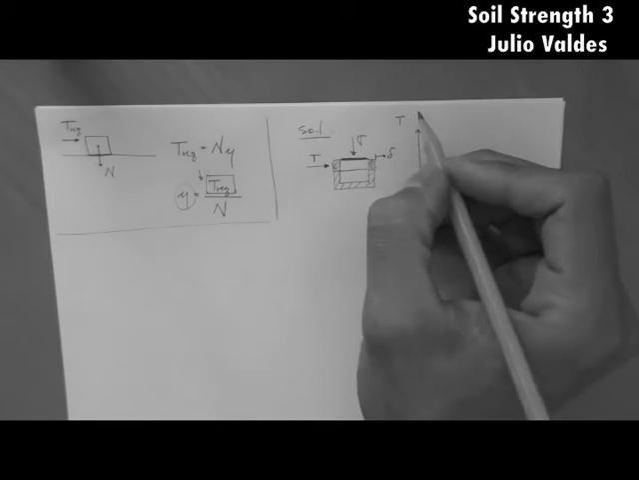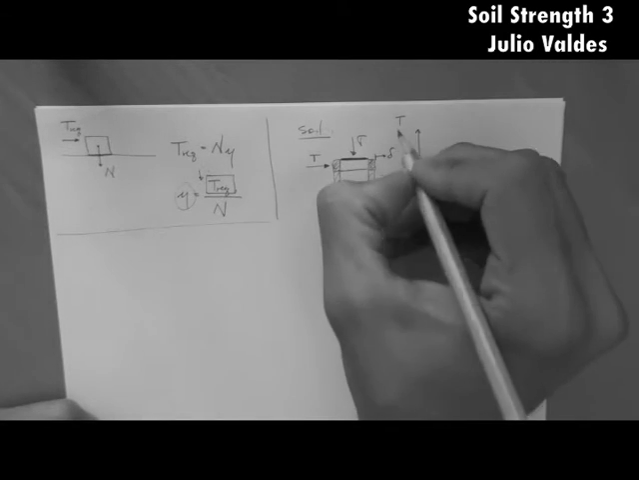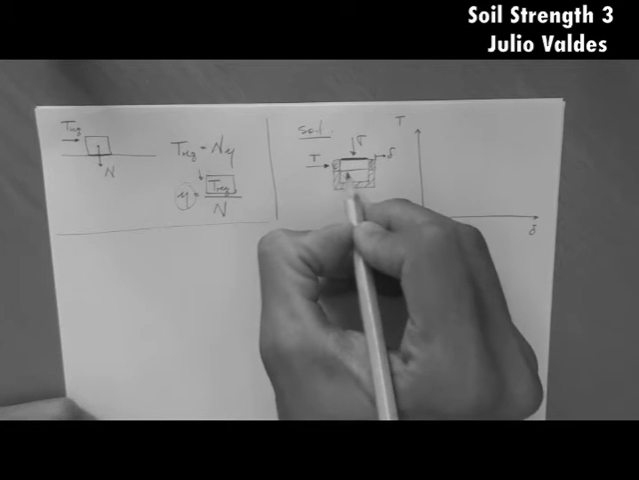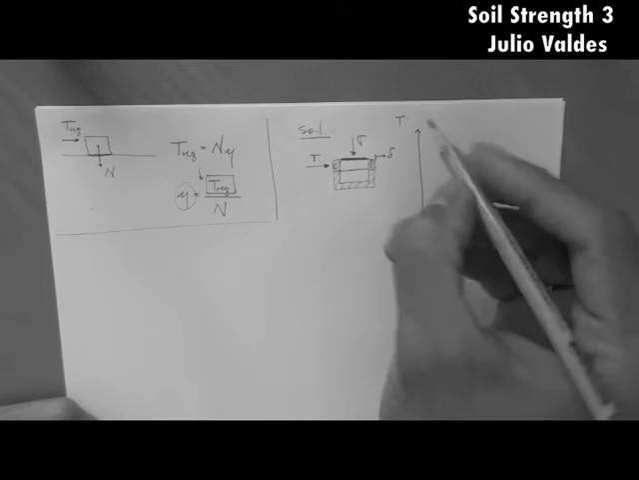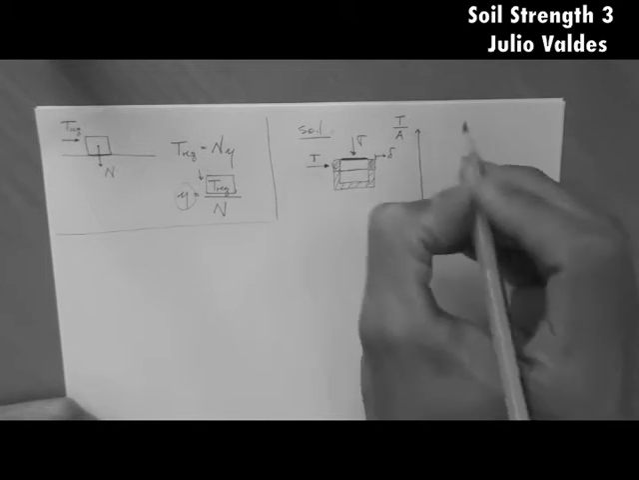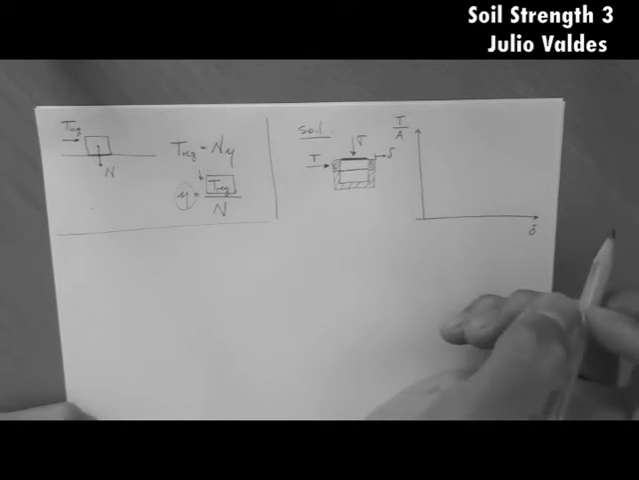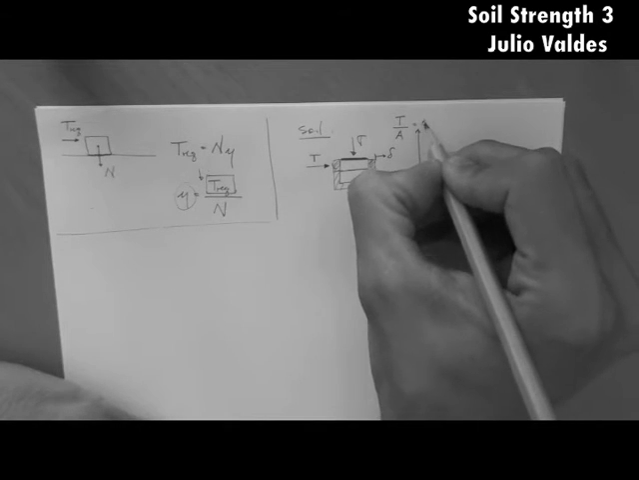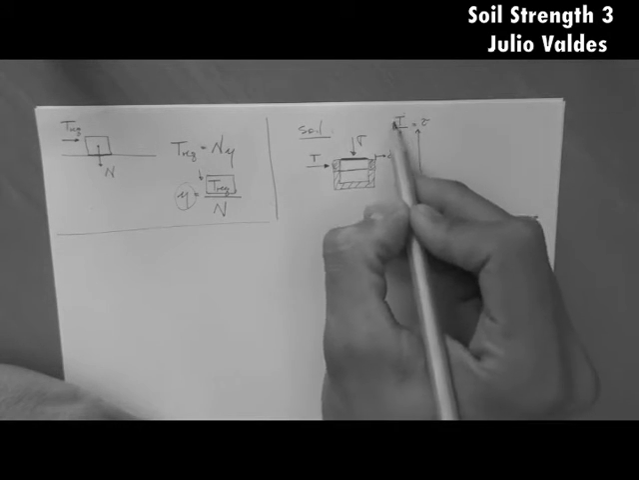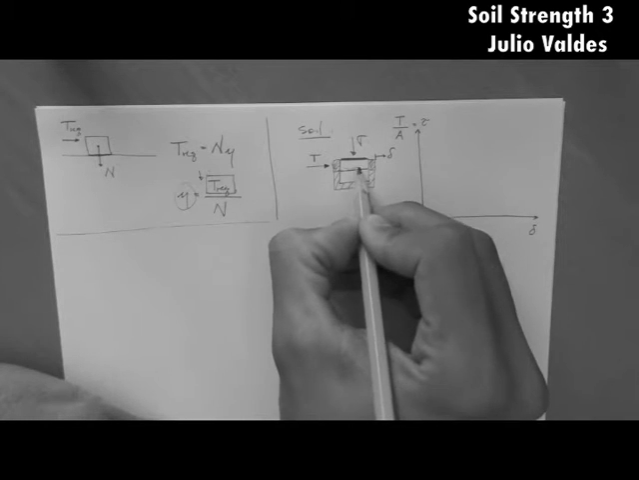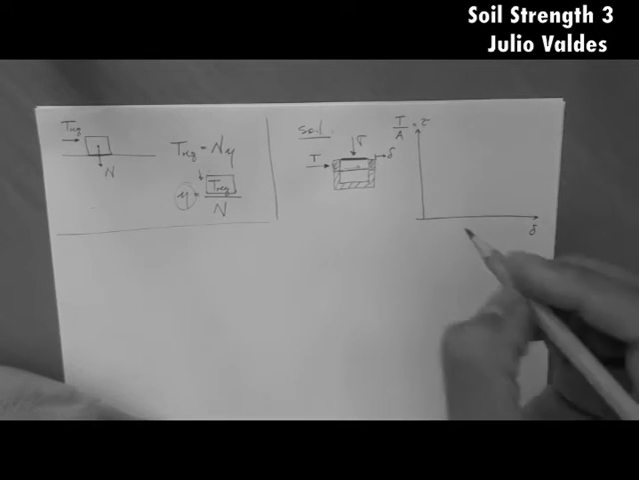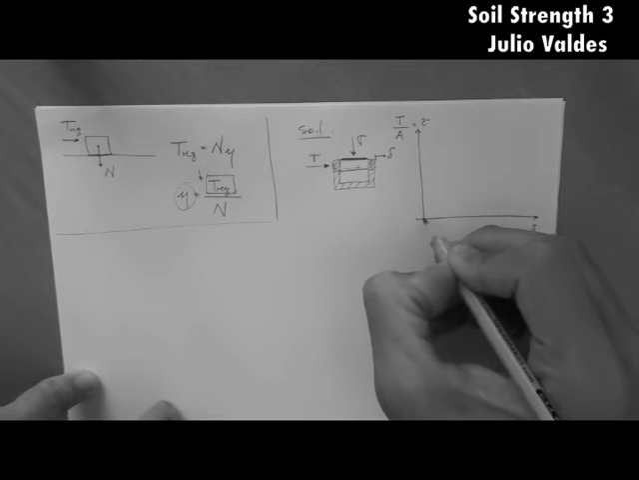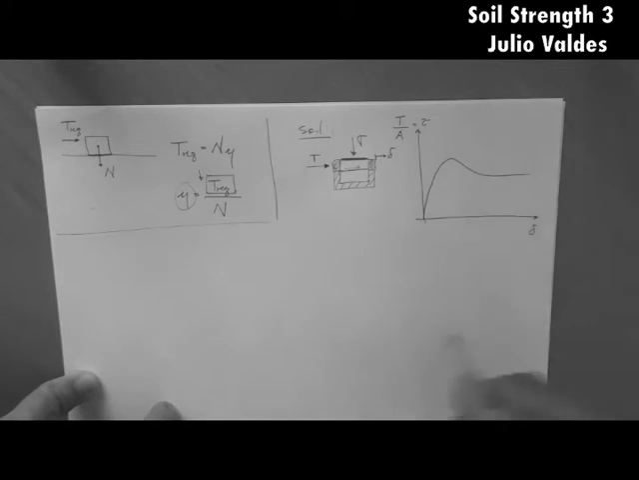Now, the force that we measure is a shear force, right? Because it's a force that is parallel to the plane on which failure is occurring. If we divide that force by the area of this failure plane or failure surface, we get a shear stress, because this is a shear force, right? Shear stress acts here. So if we plot tau versus delta, we may get a curve like that.